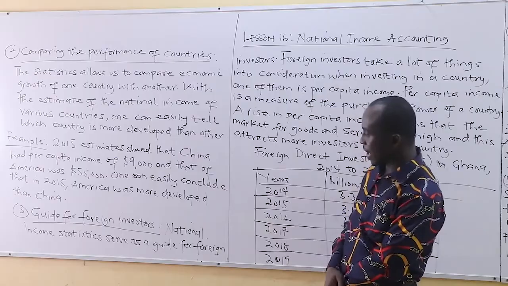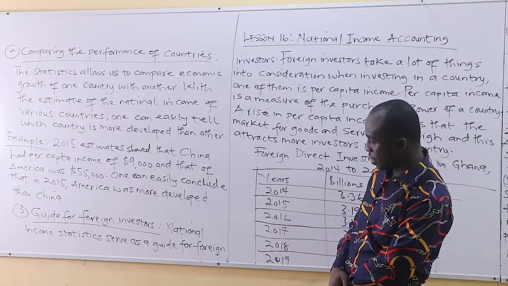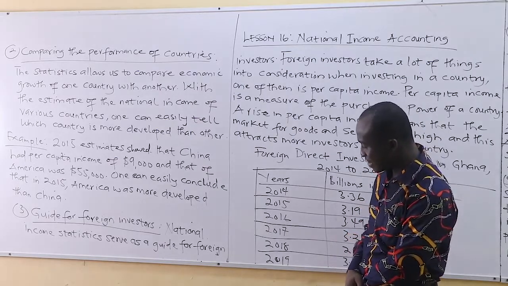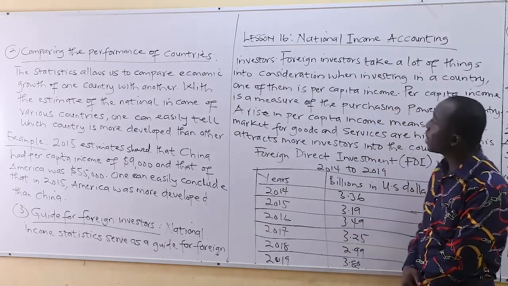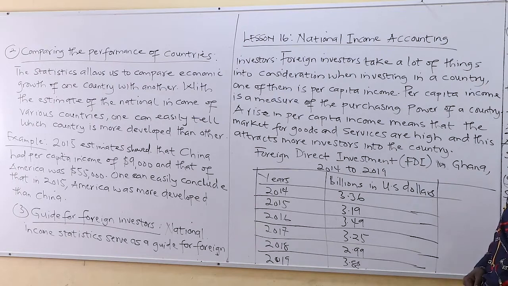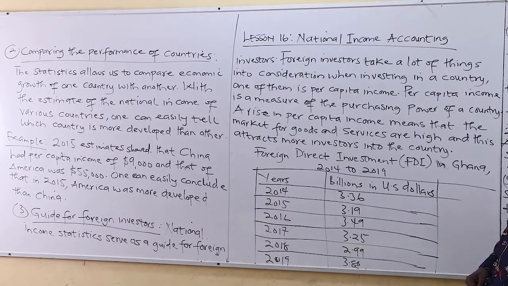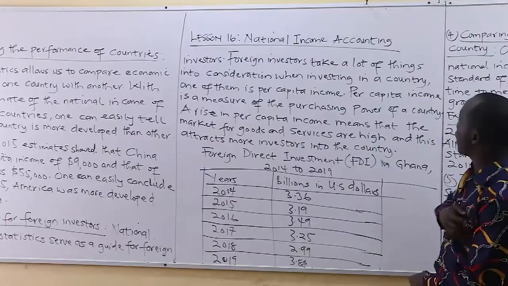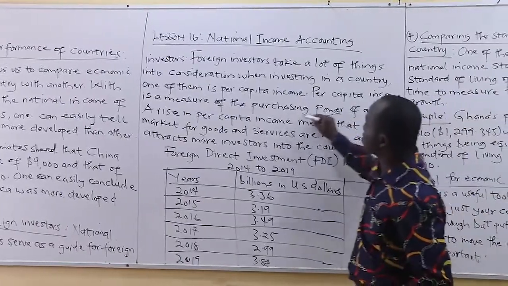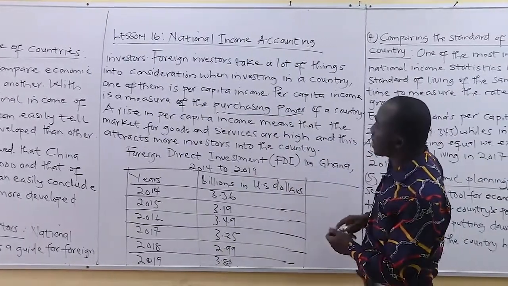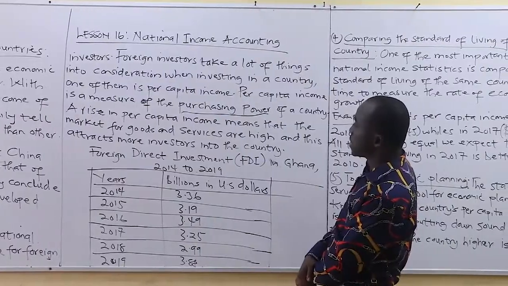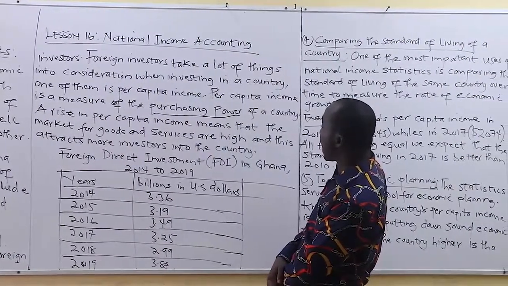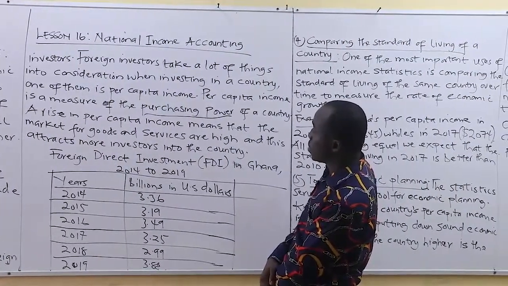Three, a guide for foreign investors. National income estimates serve as a guide for foreign investors. Foreign investors take a lot of things into consideration when investing in a country. One of them is the per capita income. Per capita income is a measure of the purchasing power of a country. A rise in per capita income means that the market for goods and services is higher, and this attracts more investors into the economy.